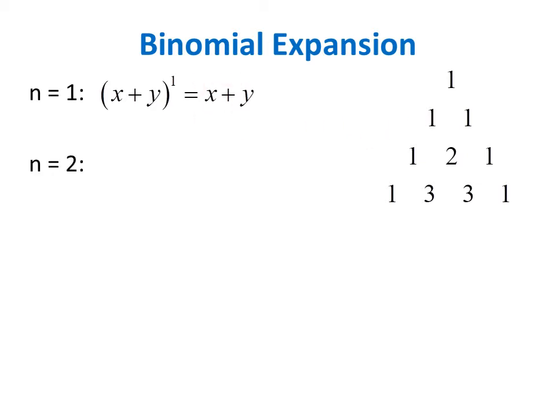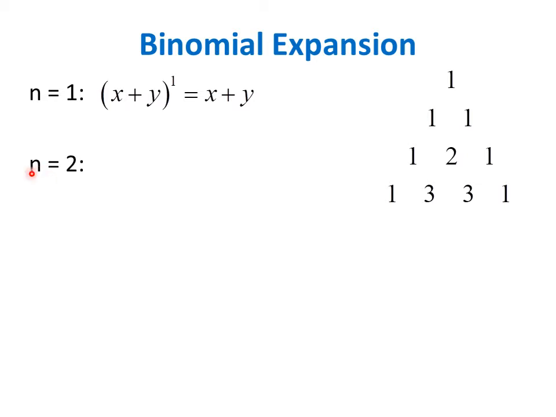Okay, first is the case when n is equal to 1. So let's say we have the binomial x plus y. If we raise that to the exponent 1, we get the same expression. x plus y is x plus y. Okay, so recall that in the Pascal's triangle, 1, 1, this line represents n is equal to 1. That's because we have here 1x and 1y, 1, 1.